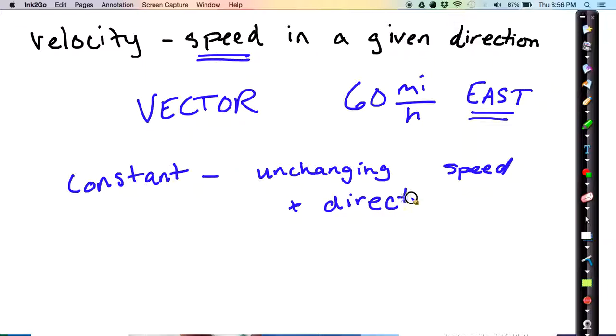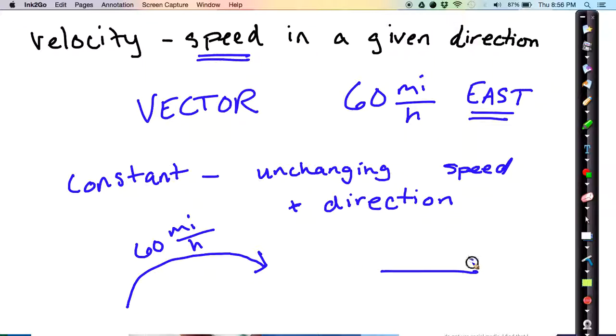So what this means is it is possible for you to be traveling at a constant speed, but not constant velocity. For instance, if you're traveling in an arc or curved pathway, we could be traveling at a constant speed of 60 miles per hour along that curved pathway, but because we're changing our direction, our velocity would not be constant. We have to have both constant speed and direction in order for our velocity to be considered constant. So we would have to be traveling in a straight line path at constant speed.